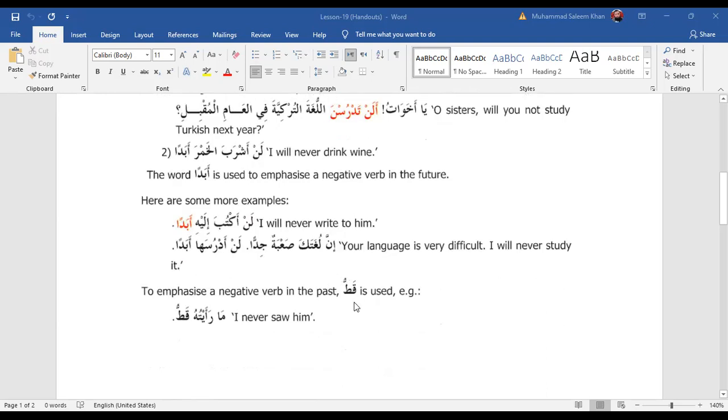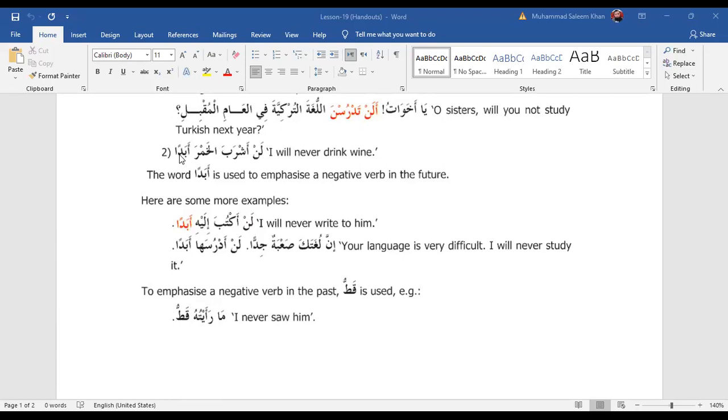The use of qattu is not found in the Quran, but it is used in the hadith and used a lot. Qattu is mabni ala dhamma, so it doesn't change. Yes, Taha? Okay, but qattu is used with the past only. We don't use it with the present. Ma ra'aytuhu qattu, I never saw him. So qattu is used for past negation, and abadan is used for negation in the future tense.